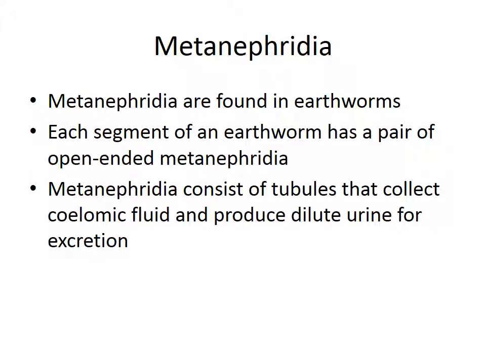Metanephridia are found in earthworms. Since earthworms are segmented, these have to be segmented too. Each segment of an earthworm has a pair of open-ended metanephridia, so they're not dead-end, these are open-ended. Metanephridia consist of tubules that collect coelomic fluid and produce dilute urine for excretion.